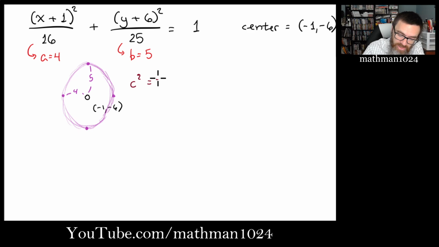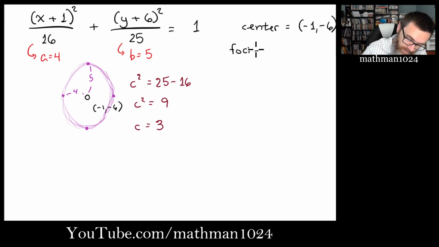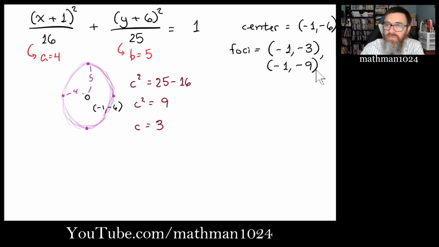So c squared is going to be the difference between 25 and 16. C squared equals 9, which means that c equals 3. So since we're stretched in the y direction, that means the c is going to be up and down from my center. So the foci will be going up and down 3 from here. So if I go up 3, that's -3. If I go down 3, that's -9.